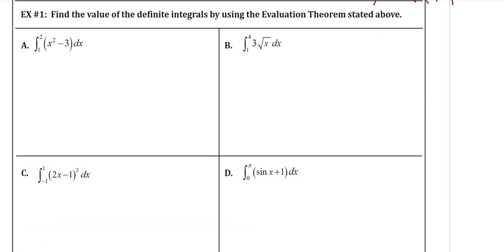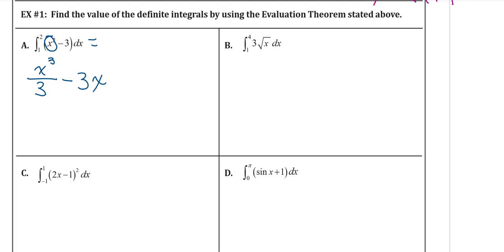For the first one, we're finding the integral from 1 to 2 of x squared minus 3 dx. So I'm going to take the antiderivative of x squared. I add 1 to the 2, so that gives me x to the third, but I'm going to divide by that 3 as well. The idea is if you take this derivative, you should get your x squared back, which I will, minus 3x, because if I take the derivative of 3x, I'll get 3.